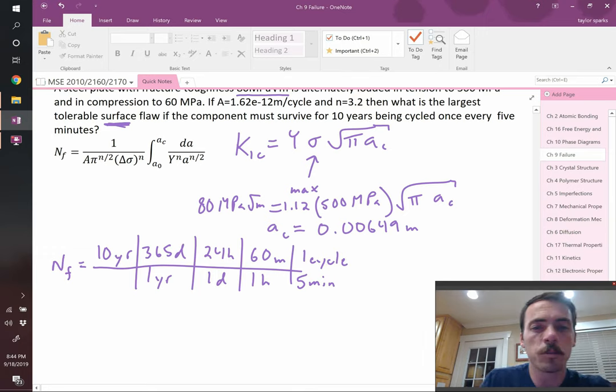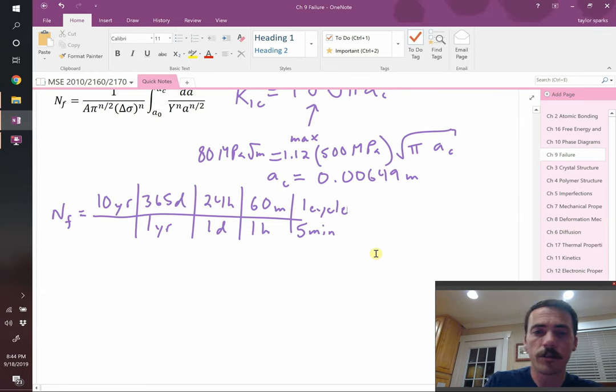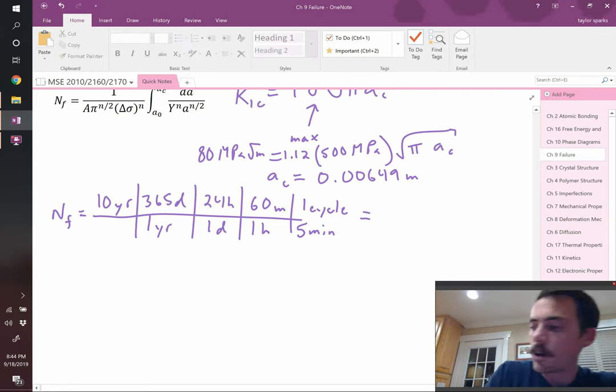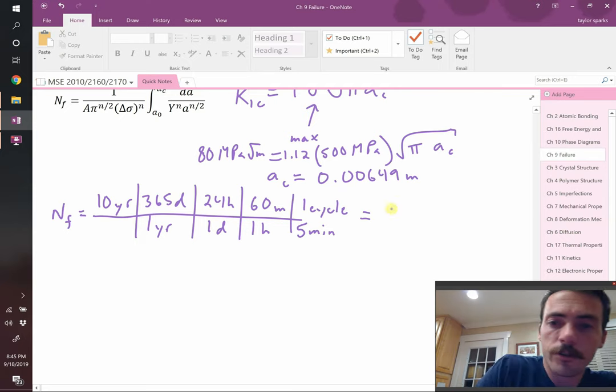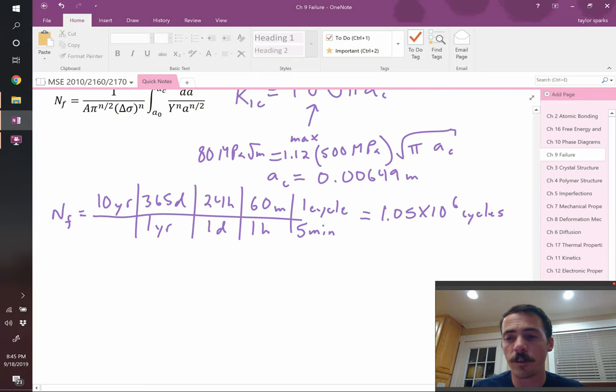So if we multiply all that out, that's going to give us the number of cycles total that it needs to survive. So let's punch those into a calculator. And I get that we have 1.05 times 10 to the 6 cycles. Or in other words, this thing needs to last 1,050,000 cycles.